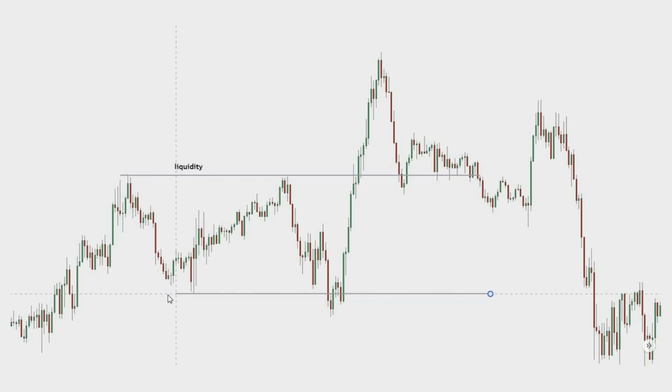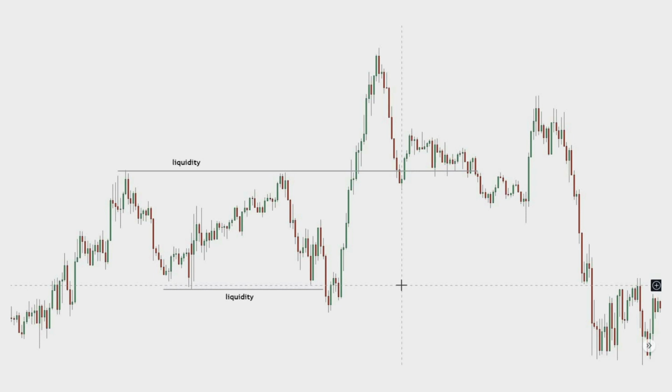Liquidity is everywhere in the market. The market requires liquidity to move. It is considered the oxygen needed in order for you to breathe. There are resting orders and stop losses at all the points I have marked on the chart. The market's algorithms are programmed to come get them.